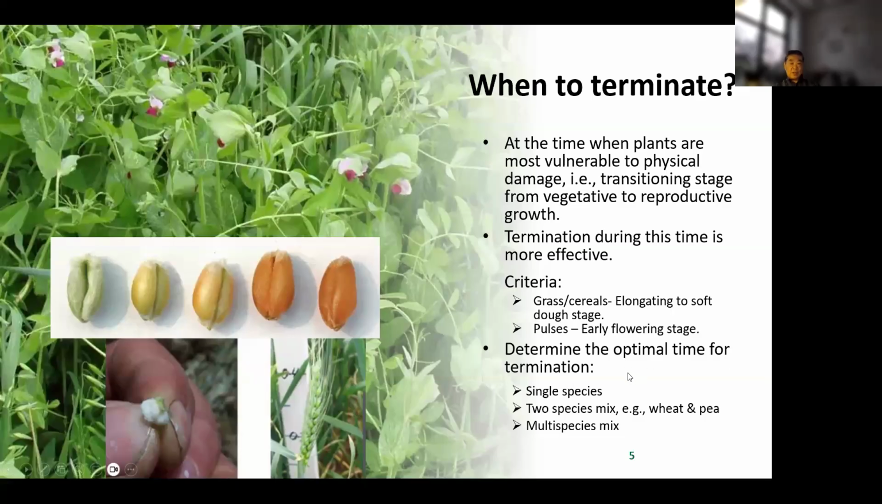For a single species, if it's a grass, then you would use this kind of standard. If it's a legume, you could use the early flowering stage. But what happens if you have a two species mix? Let's say pea and wheat. How would you decide, because they may not happen together: the wheat starts to elongate and peas start flowering. And if they are mixed a little bit, which one should you choose, which standard should you select?